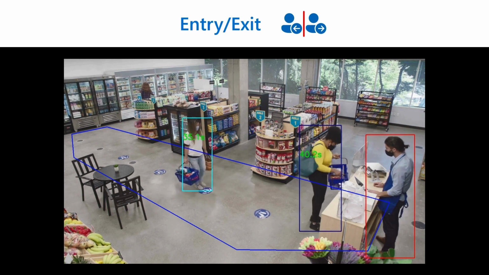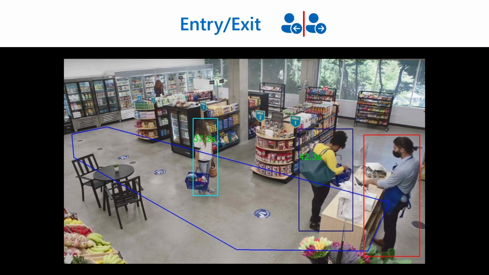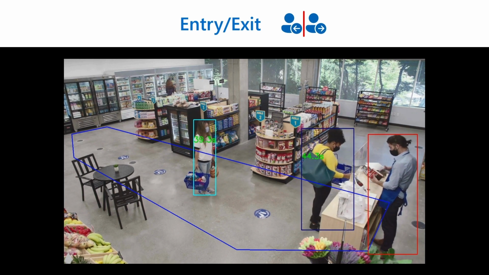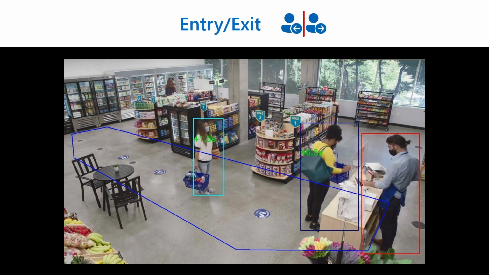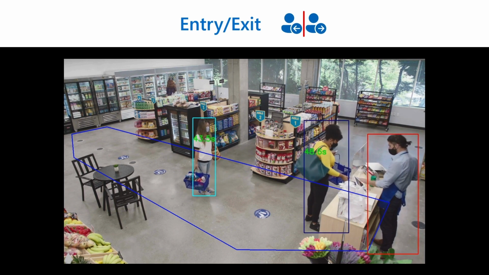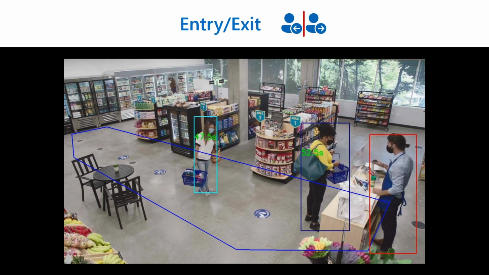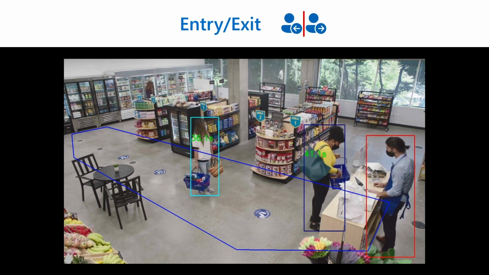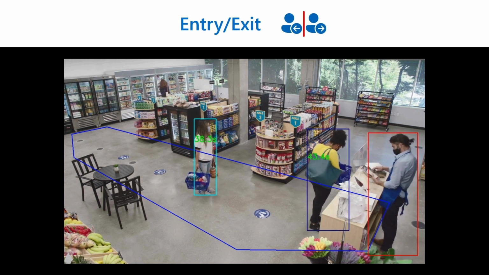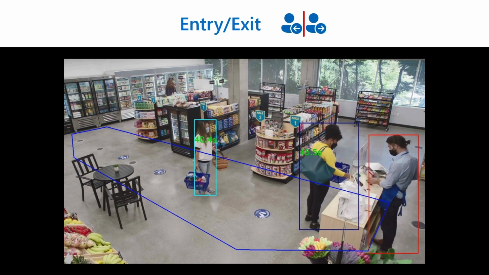In this demo video, you can see how you can determine the wait time at a checkout queue. We draw a polygon around the checkout stand, and as people enter the polygon, we start the timer and then stop the timer when the person exits the polygon. By looking at the timestamps of the events, we determine the time spent by a person at the checkout counter.